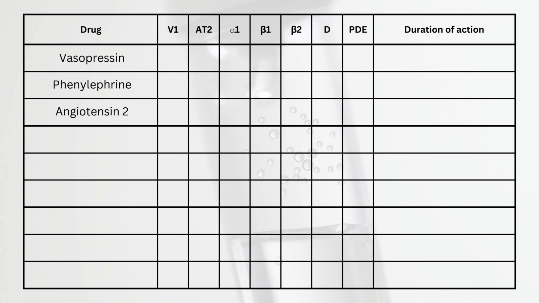The pure vasopressors include vasopressin, phenylephrine, and angiotensin II. Vasopressin is a peptide hormone that hits the V1 as well as other vasopressin receptors. It produces vasoconstriction, has no direct effect on the heart, and has a duration of action around 20 minutes. Phenylephrine is a non-catecholamine alpha-1 agonist, and likewise, it vasoconstricts, has no direct effect on the heart, and its duration of action is around 5 to 20 minutes.